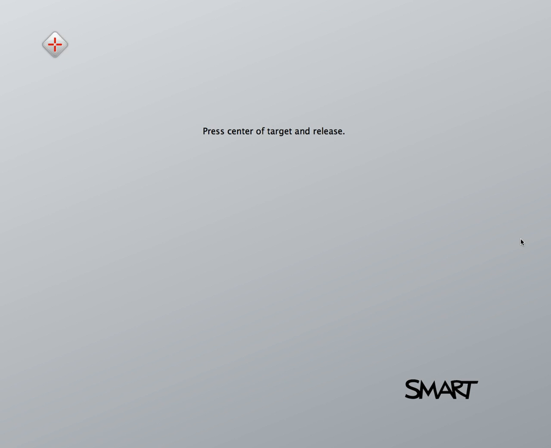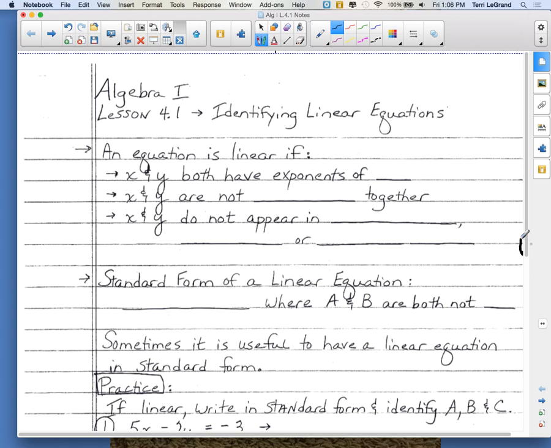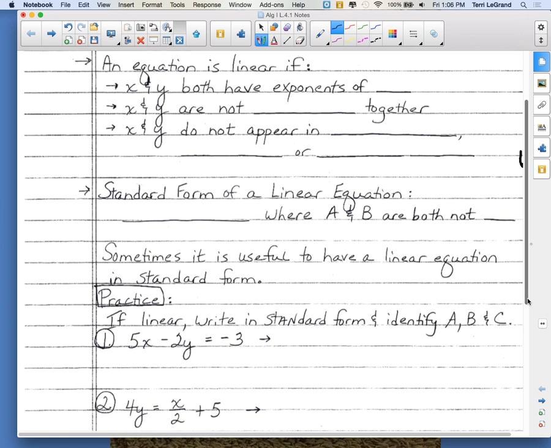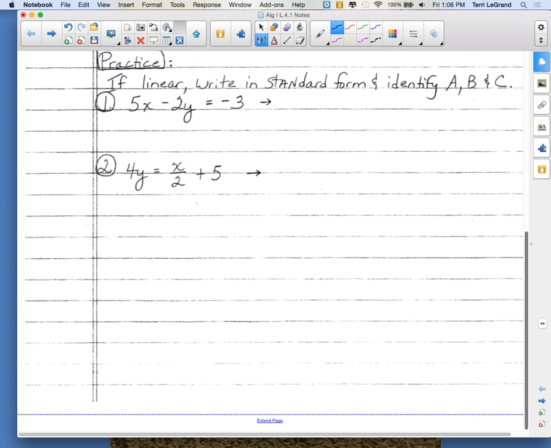how will we determine if an equation represents a linear equation or not? Is it representing, if we graphed it, would we get a line on our graph? Okay? So here's how we decide. An equation is linear if it passes all of these tests. It has to pass all of them. Okay? So, if x and y both have exponents of 1.